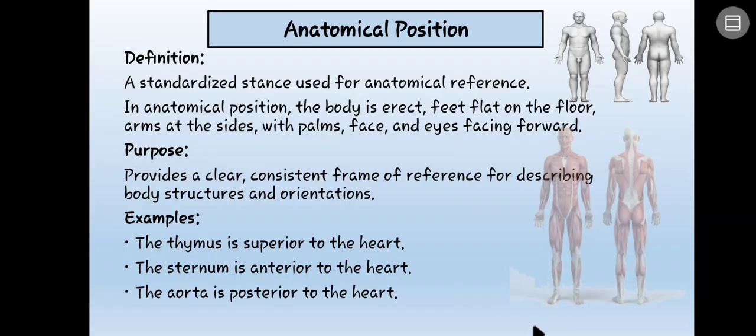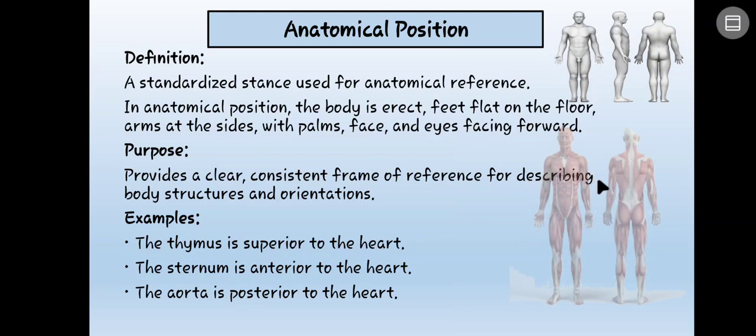And then the feet are supposed to be flat on the floor. The person is not supposed to be limping or standing on just the toes. The feet are supposed to be flat on the floor, like this image over here. You could see that clearly in this image. The feet should be flat on the floor. The arms are on each side of the body. So you could see the arms over here on each side of the body.